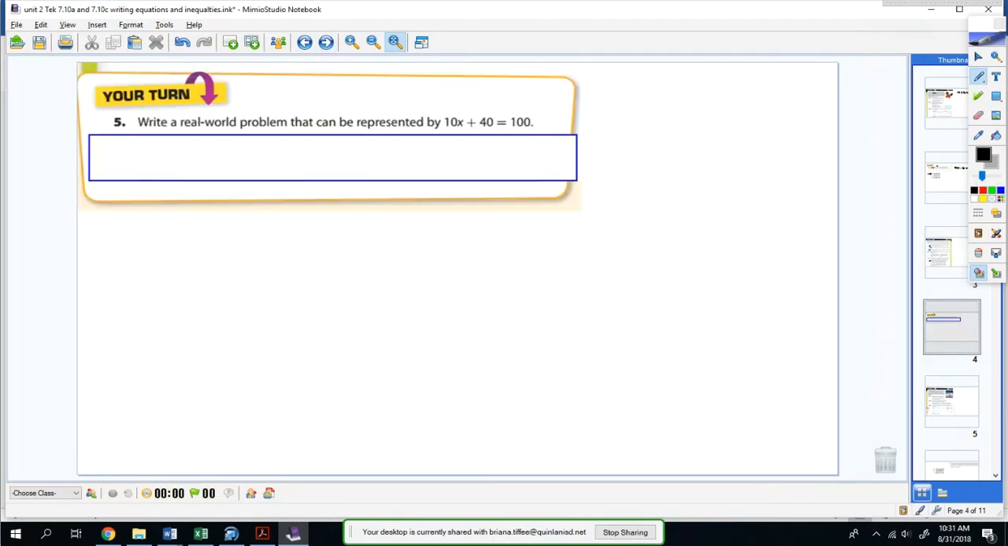So what you're going to do is pause the video and write your own word problem for the equation 10x plus 40 equals 100.